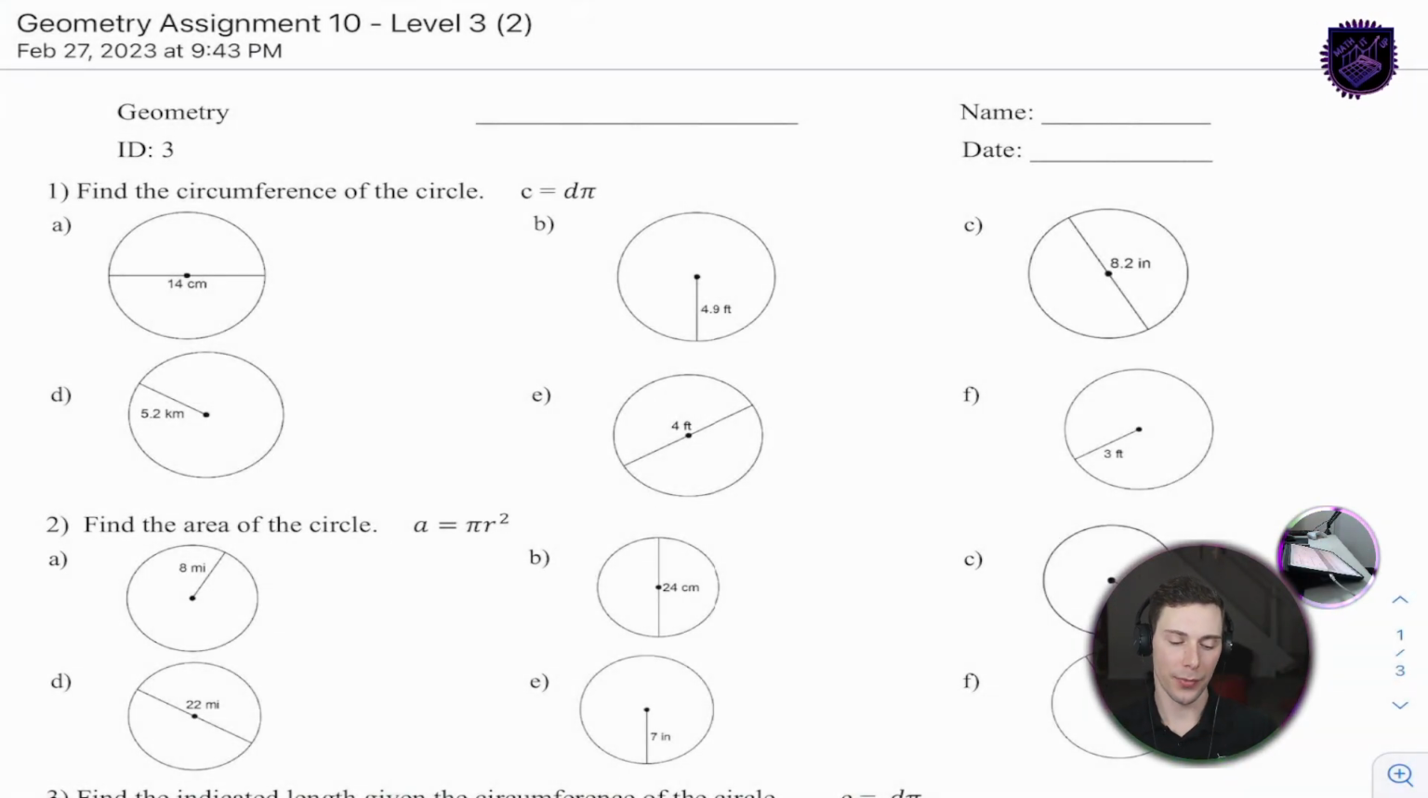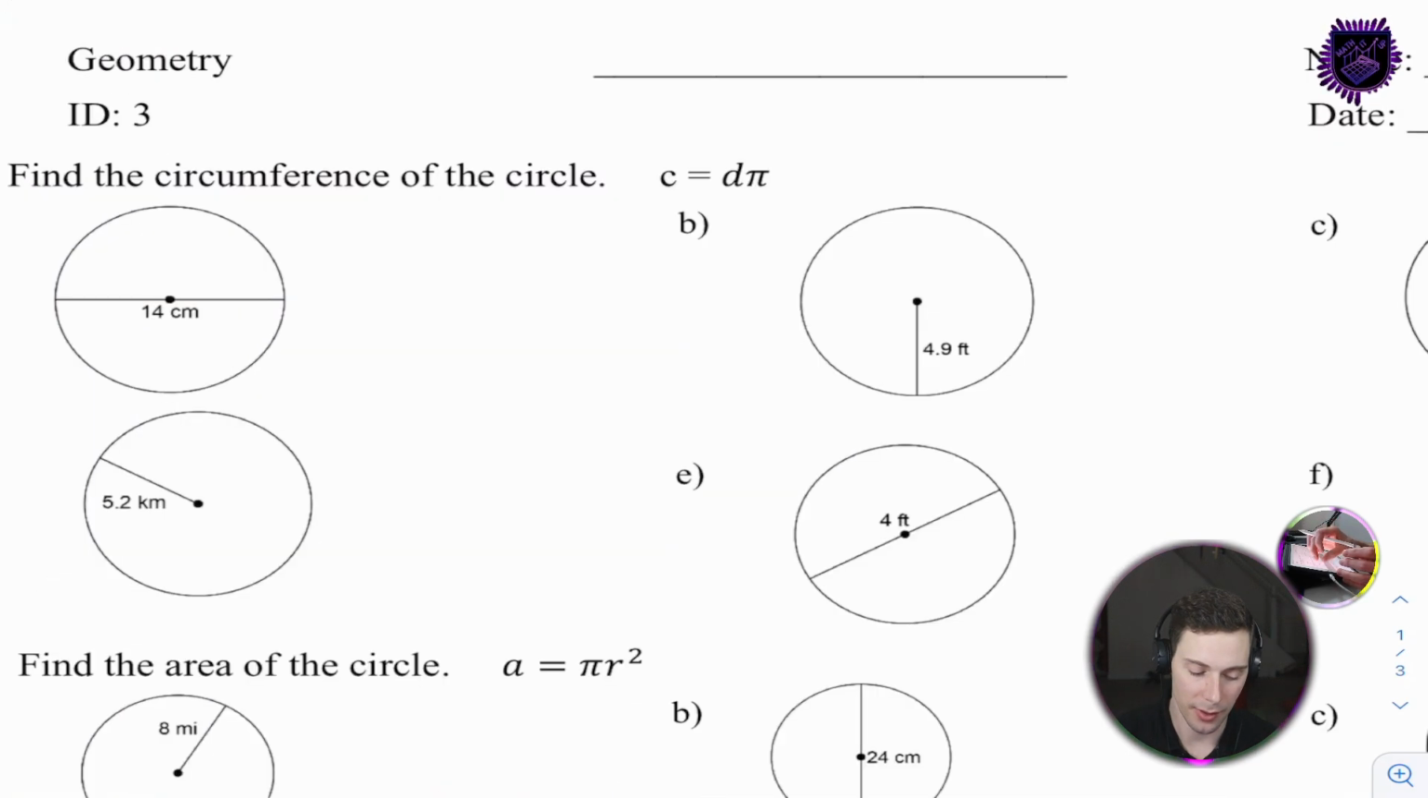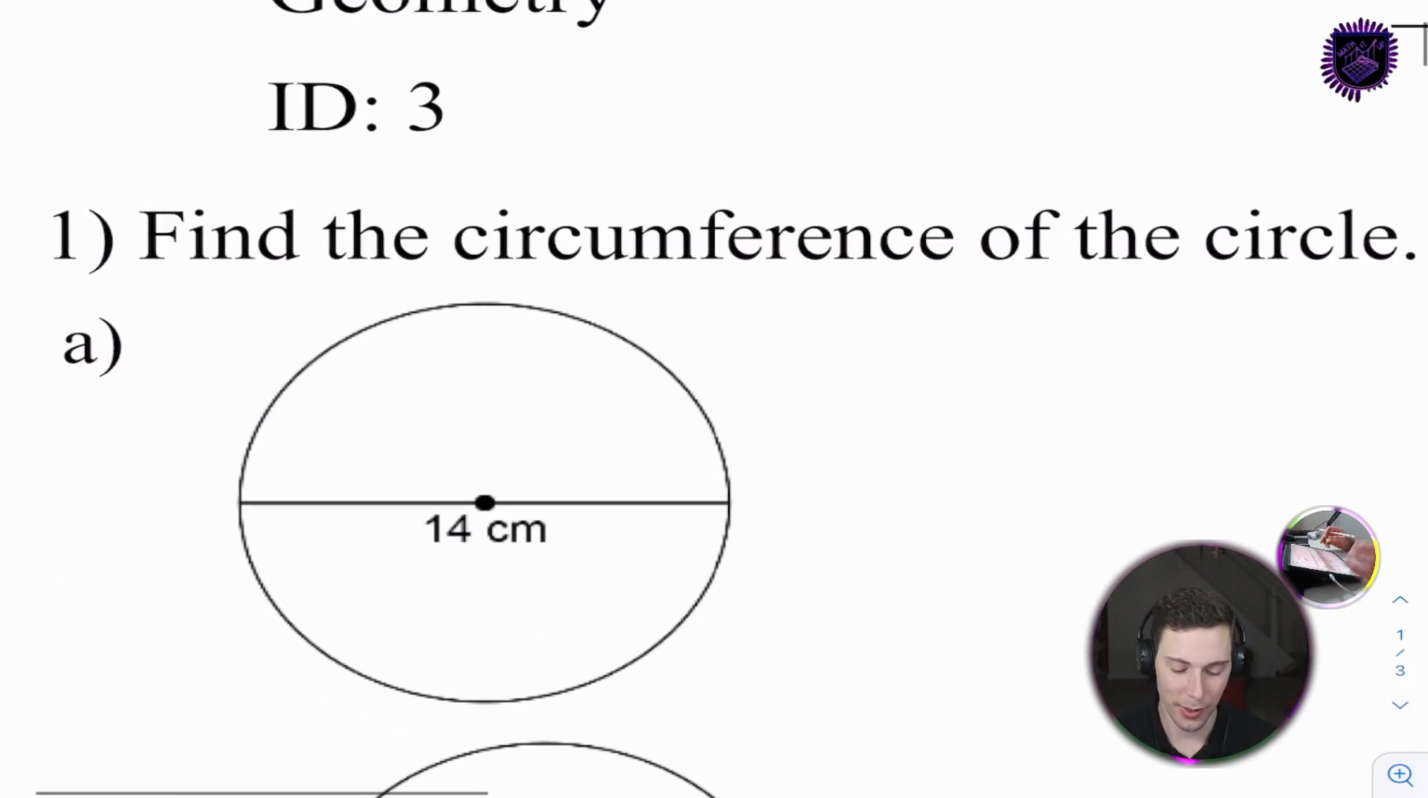All right, so similar to last assignment, we're going to be finding the circumference and the area of circles, and then we're going to reverse that and find the diameter or the radius given the circumference or the area. Those are stupid words. All right, anyway, let's work on number 1A.